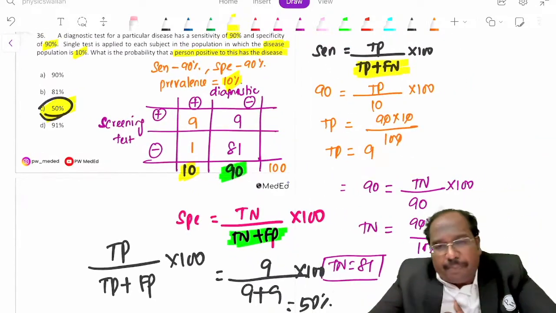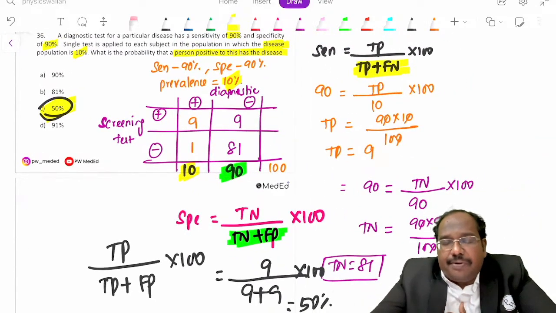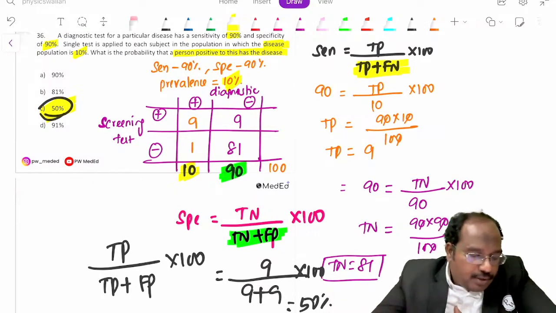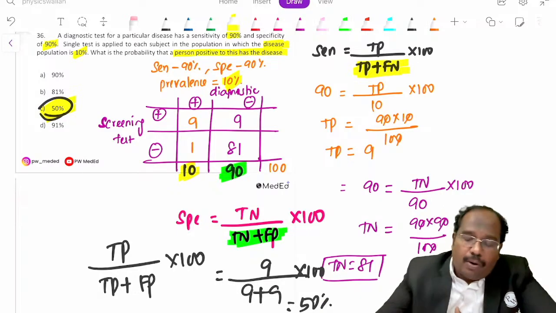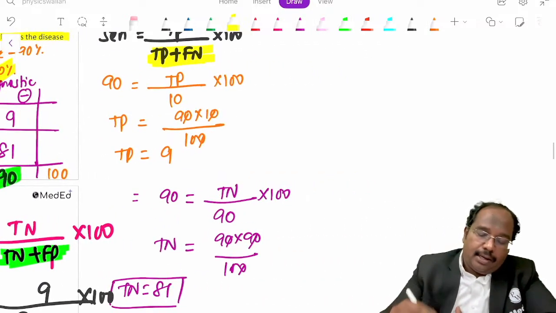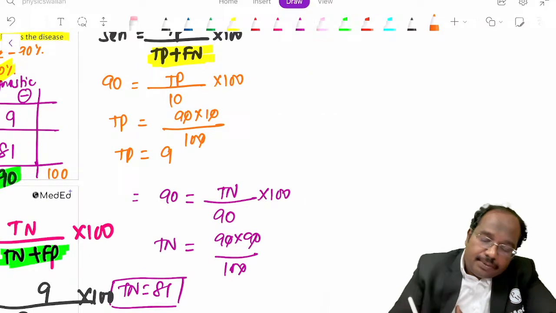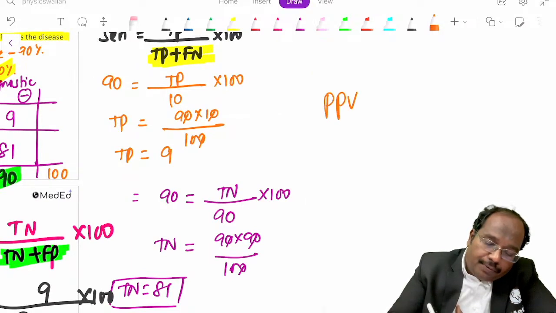So first you have to apply sensitivity, from which you can calculate true positives. From specificity you can calculate true negatives. Based on that you can do it. Even if they may not ask this problem, we have seen this question in the last 2 years. But what I want you to remember here is the positive predictive value.